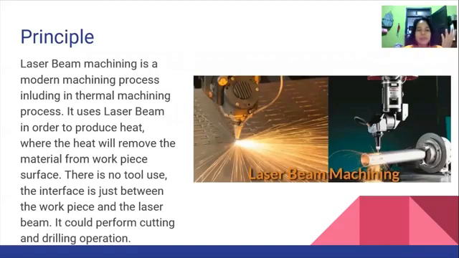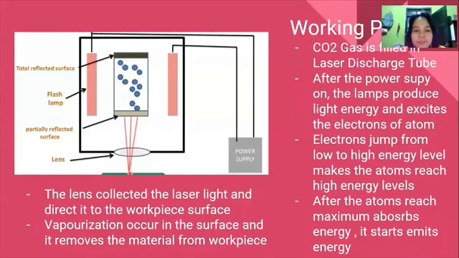So, for the principle, basically, laser beam machining is a modern machining process, included in the thermal machining processes. It uses a laser beam to produce heat, which removes material from the workpiece. Actually, there is no tool used, so the interface is only the laser beam and the workpiece. Usually it can perform cutting and drilling operations.